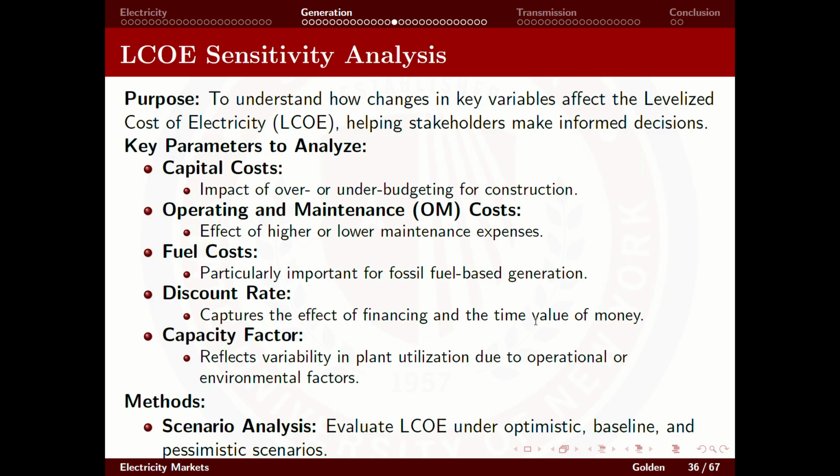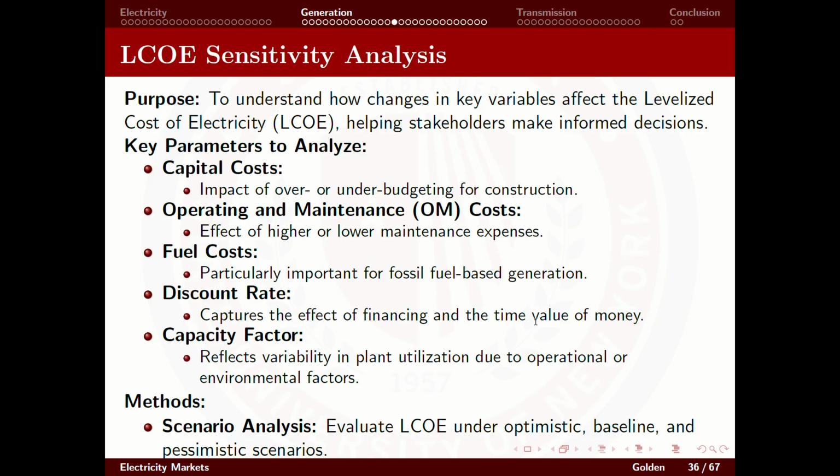Also, something people do pretty often is perform sensitivity analyses on LCOE to understand how changing key variables affects the levelized cost of electricity, helping stakeholders make informed decisions. They look at the change in capital costs, particularly: is it possible that we are over budgeted or under budgeted on expenses? You want to know how much you're affected by a change in your assumption about capital. Then operation and maintenance cost. What if maintenance costs more? What if we need more people to staff the plant?